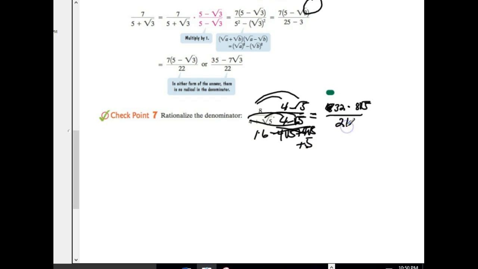Now, at this point, if there had been anything that would go into all three of those terms, the 8, the 32, or the 21, then you would have to simplify. However, in this particular case, there wasn't. So that becomes my answer: 32 minus 8 square roots of 5 over 21.